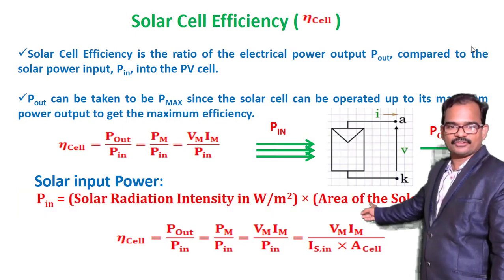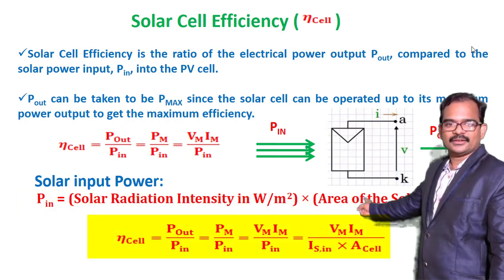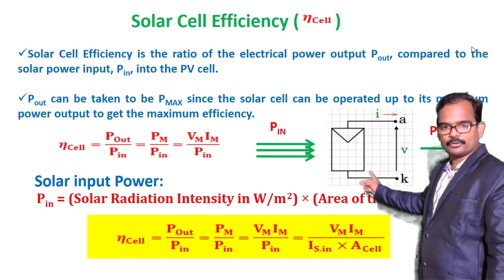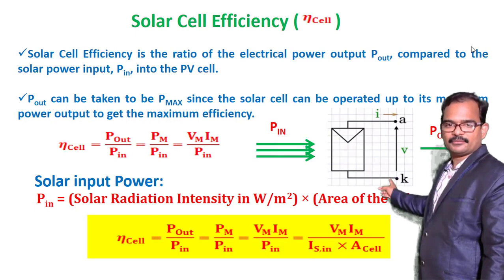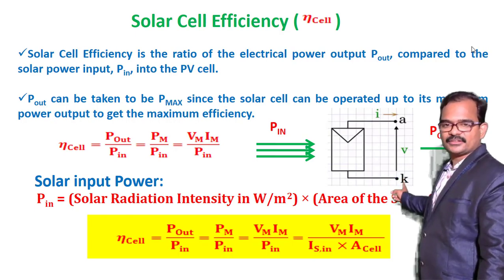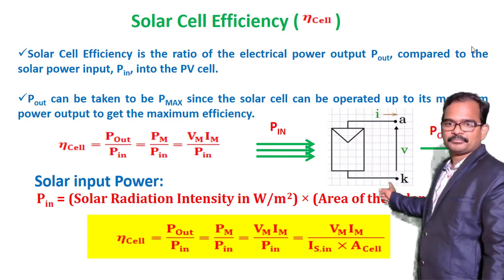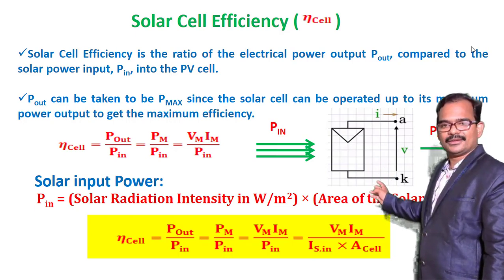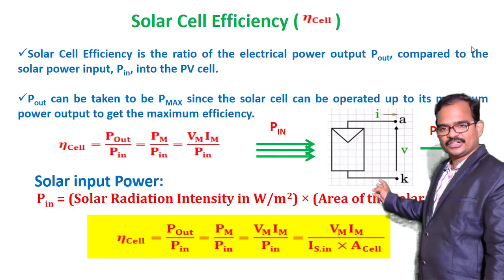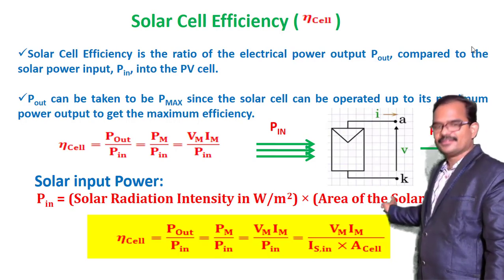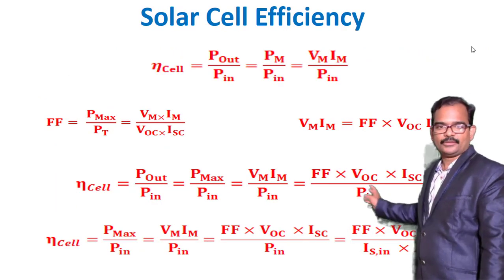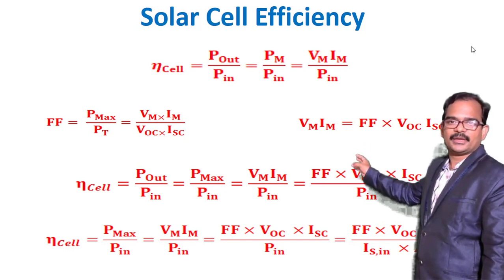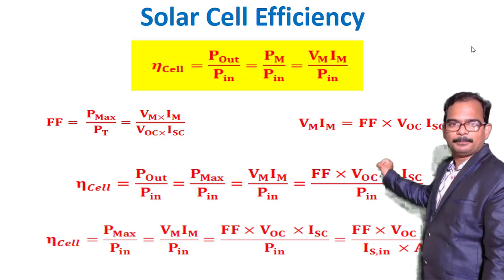Therefore, finally, what is the efficiency of a solar cell? It is the power output by power input. The power output is nothing but the maximum power, and maximum power is nothing but Vm and Im, and thereby Vm Im by the power input, which is the solar radiation intensity multiplied by the area of the cell. So the solar cell efficiency will be given by V maximum into I maximum by P input.